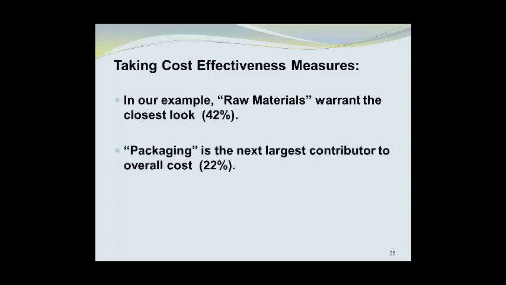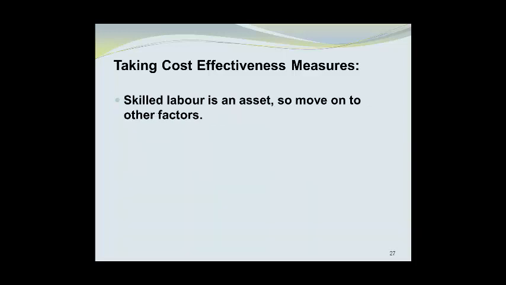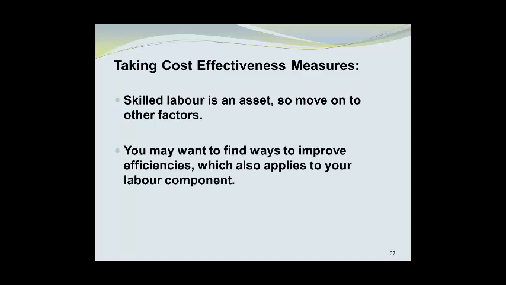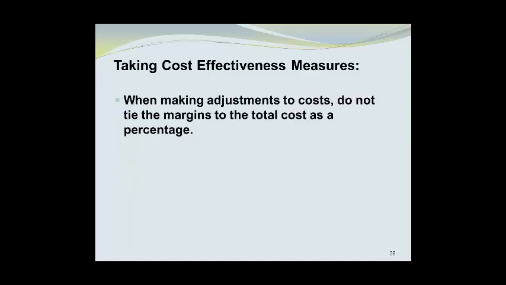Packaging is the next largest contributor to the overall cost at 22%. Skilled labor is really an asset, so you need to move on to the other factors first. You may want to find ways to improve efficiencies, which also applies to your labor component.